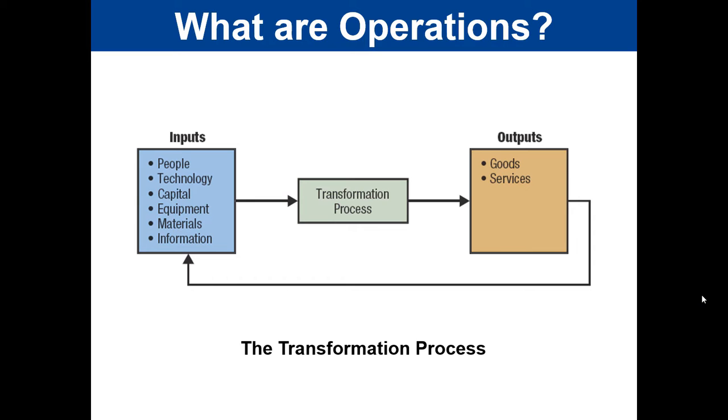For example, if you are baking a cake, your inputs are your ingredients, your flour, your oven, your materials like bowls, the chef, the baker. So that's your inputs. The transformation process is baking the cake, making the cake, and your output is a baked cake. So that is an example of a transformation process.